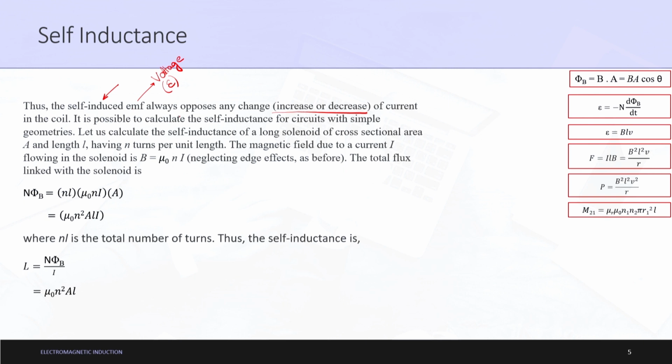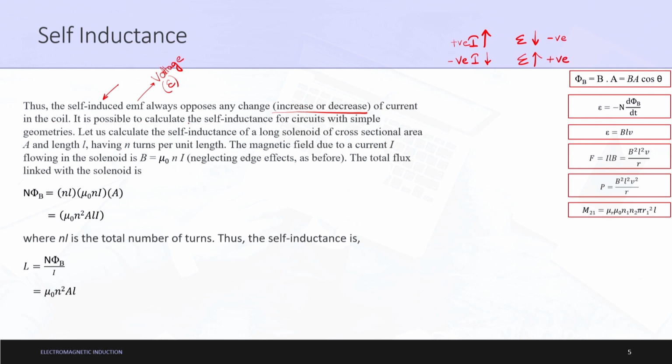So thus the self induced EMF always opposes any change of current in the coil, that is, if the current is being increased, then the value of EMF we will get is in the opposite direction. If di by dt is positive, then the EMF induced will be negative. If the current is decreased, that is di by dt is negative, then the EMF induced will be positive. Thus the self induced EMF always opposes any change, that is either increase or decrease of current in the coil.